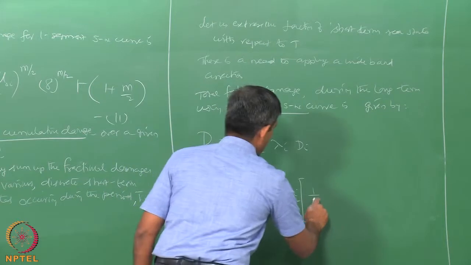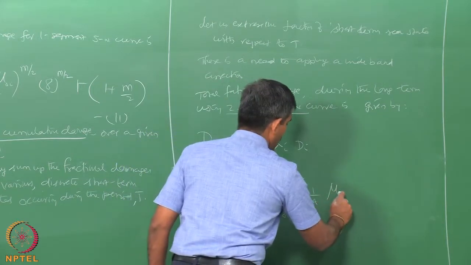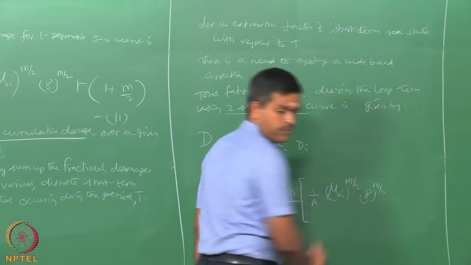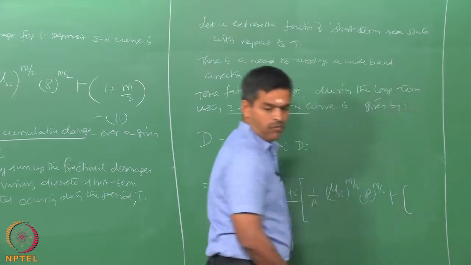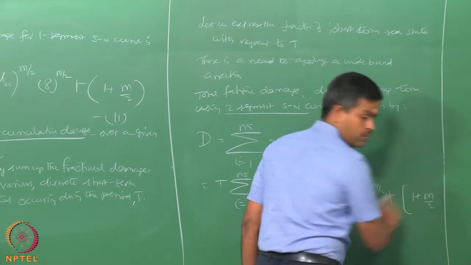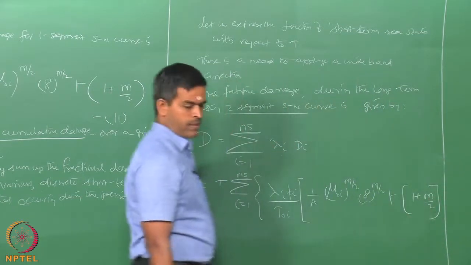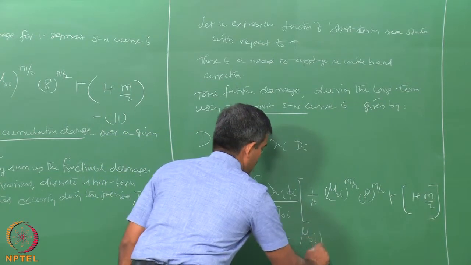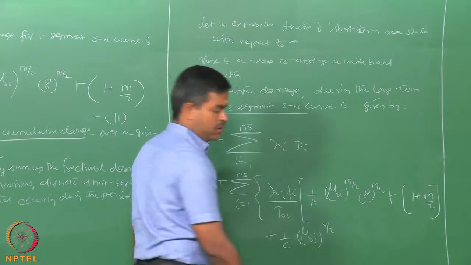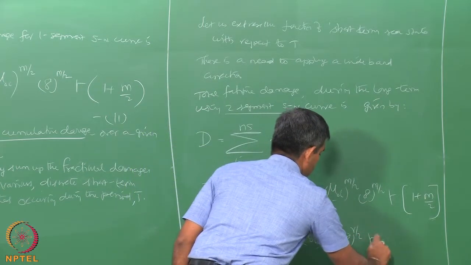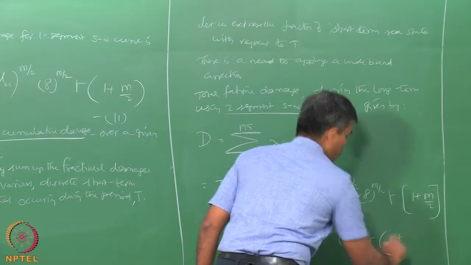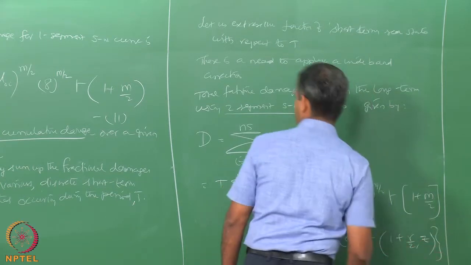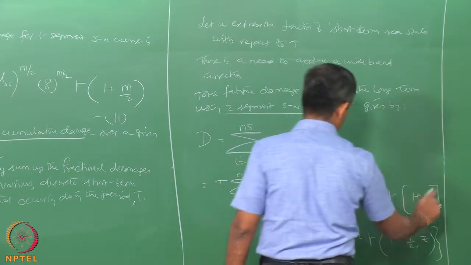So, I will use the same equation, 1 by A 0th moment raised to m by 2, 8 to the m by 2, gamma function of 1 plus m by 2, plus the second slope which is 1 by C mu naught I raised to the power of r by 2, 8 raised to the power of r by 2, gamma function of 1 plus r by 2 z, which I can call equation number 12.